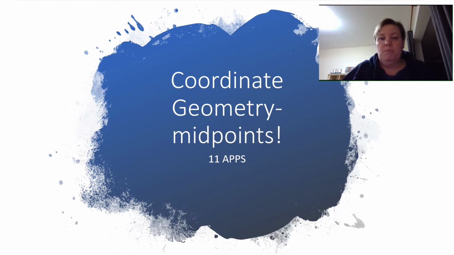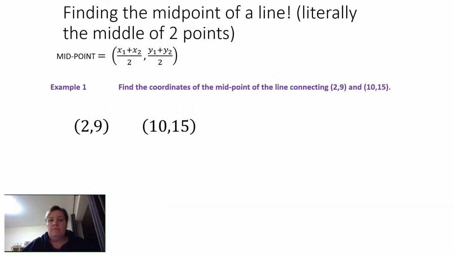Okay, here we go. So midpoints. Finding the midpoint of a line literally is the middle of 2 points. Again, you've seen this formula before. This is not new for you, but a reminder. What you do is you find the 2 x values of the coordinates, and you say, where's your middle? And then you find the 2 y values for the coordinates, and you say, where's your middle? And the middle of those will actually be the midpoint.